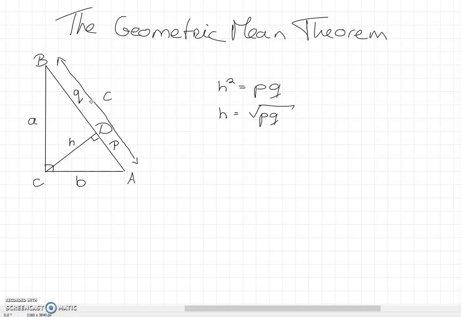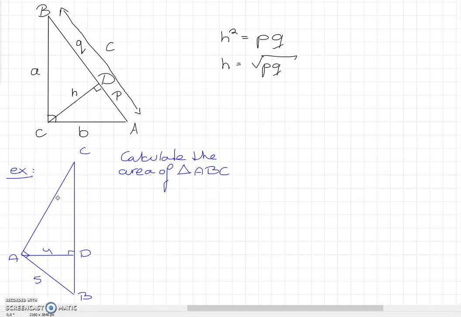Then the geometric mean theorem says that the square of the height H is equal to the multiplication of P and Q, or that H is equal to the square root of P times Q. To illustrate how we use this method, we use the following example.